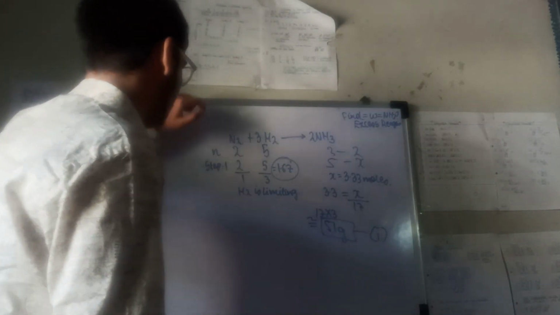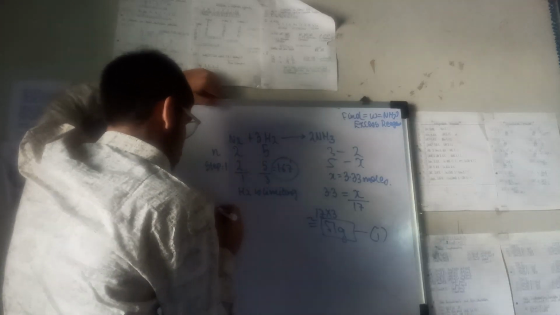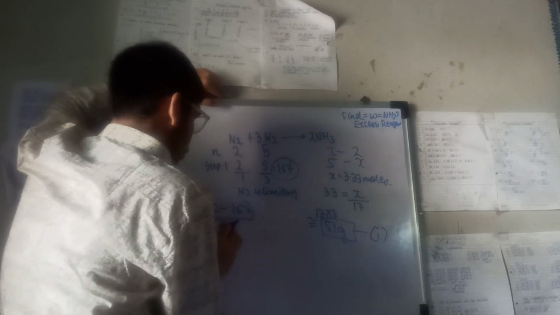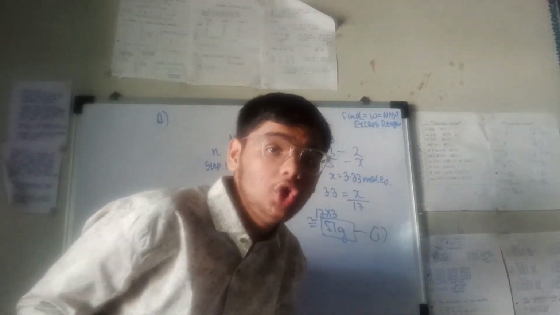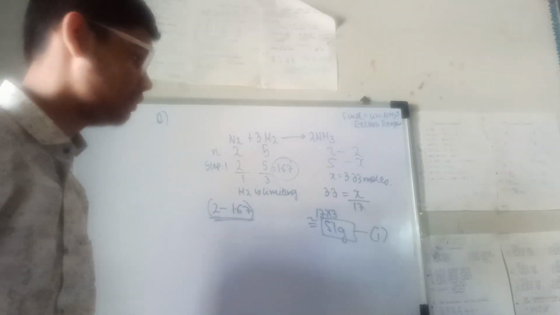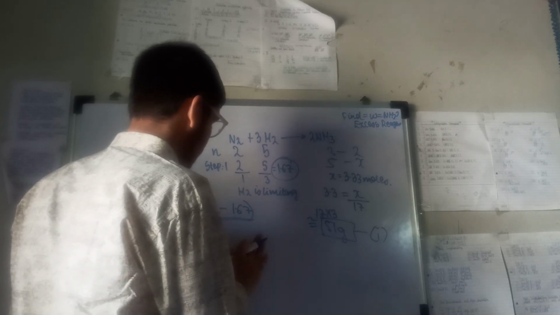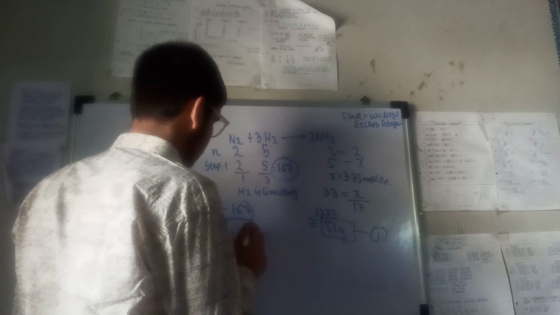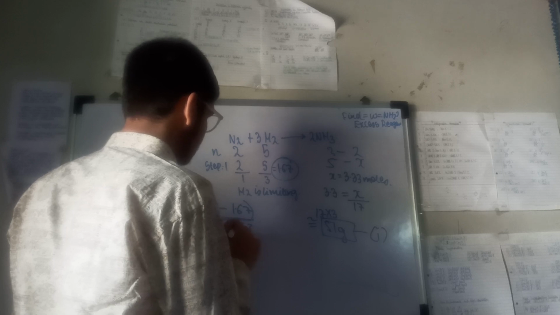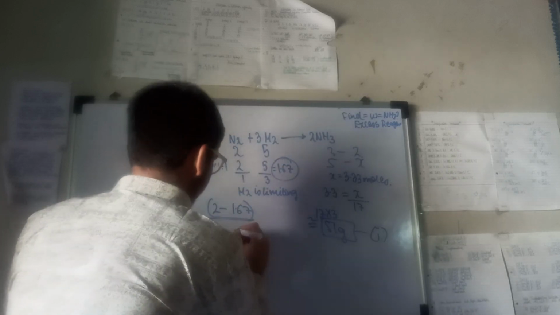Now excess. Let's solve for excess. So this is used, so this will be consumed. You have to simply use 2 minus 1.67. Why? Because only 1.67 is used, so what is left from N2 is 2 minus 1.67. So what will it come? 0.33. So 0.33 moles is left.